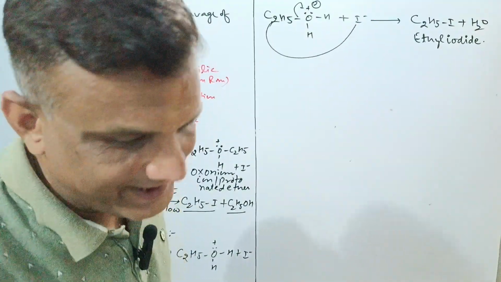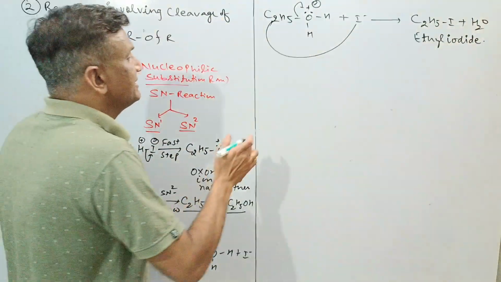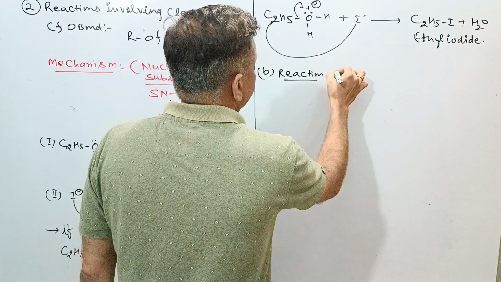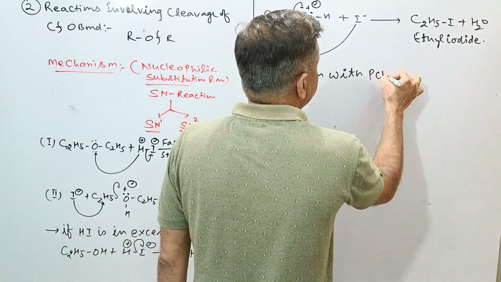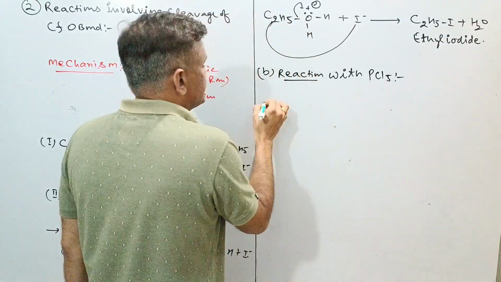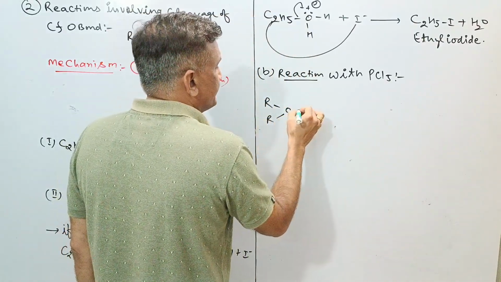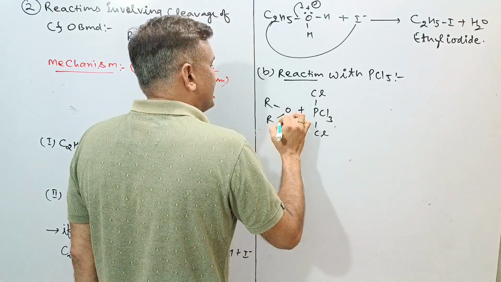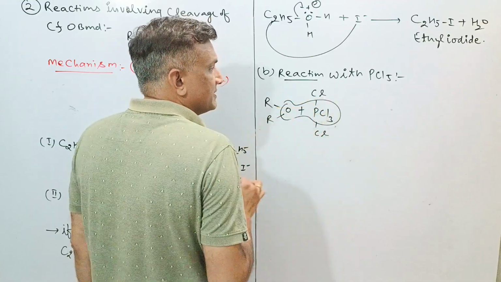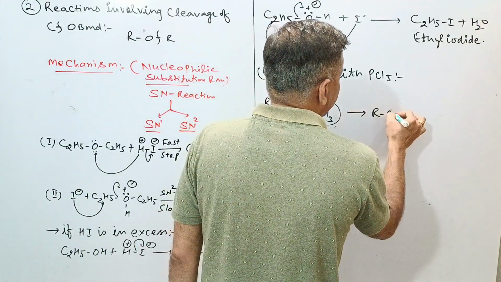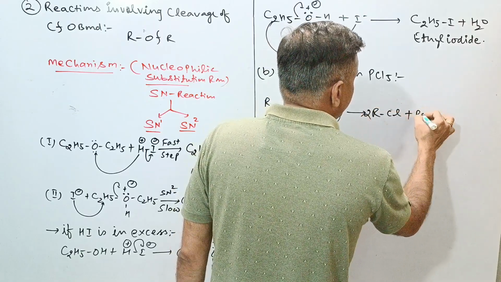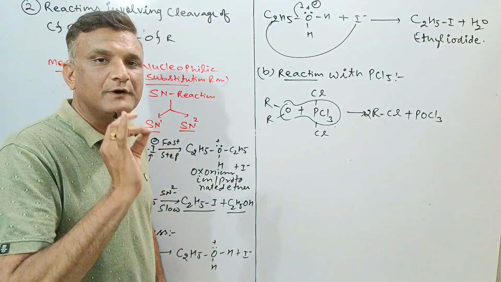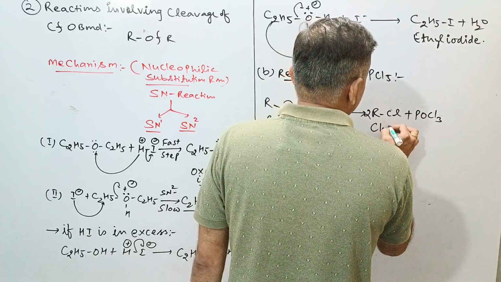Now it's time to discuss a very important part, the reaction with PCl5, phosphorus pentachloride. This is the ROR, ether. This is the PCl5, like this. The cleavage of the bond will be as follows. Here will be the formation of two molecules of chloroalkane with POCl3. POCl3 means phosphoryl chloride or phosphorus oxychloride. This is the chloroalkane.